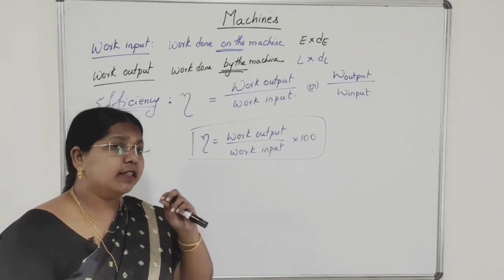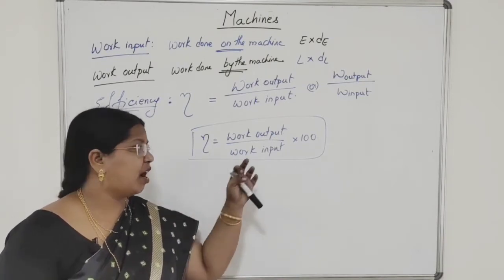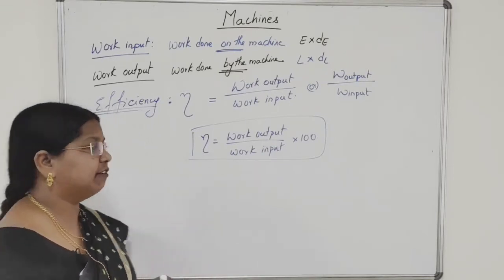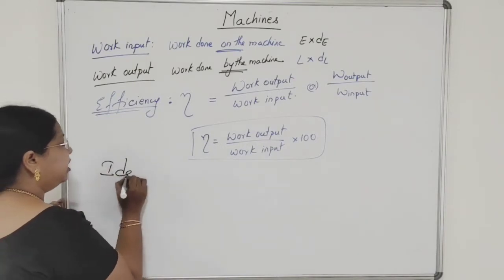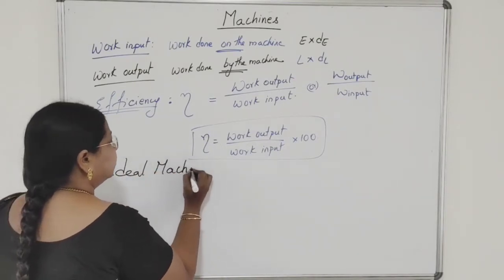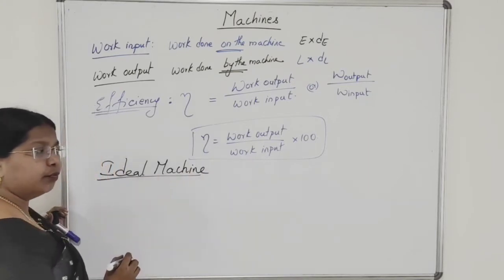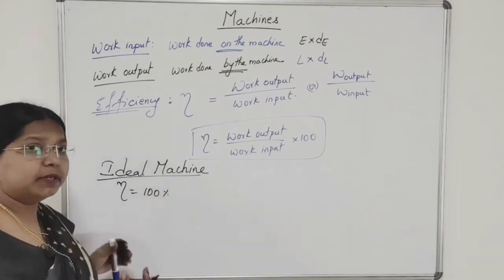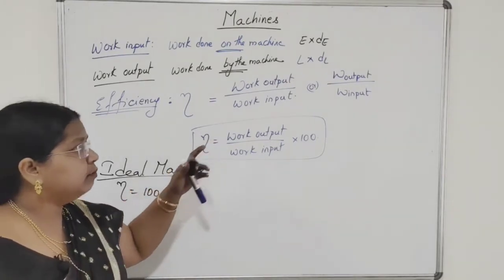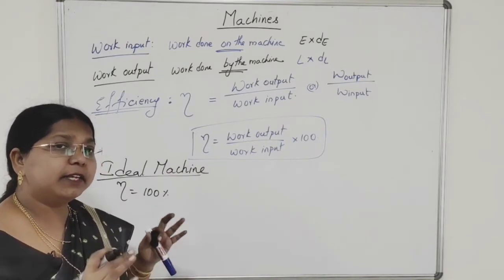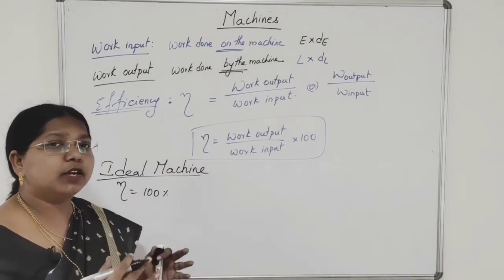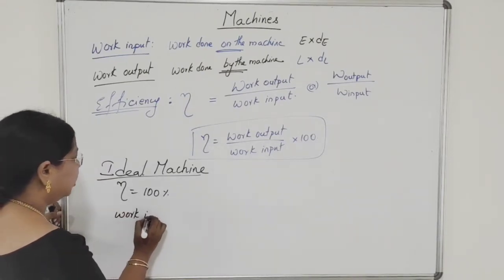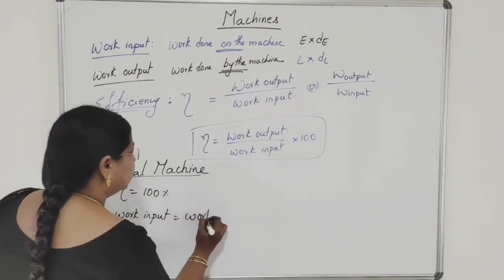Keep in mind, students, there is no machine which is 100% efficient. If a machine is 100% efficient, it is called an ideal machine, which has efficiency 100%. 100% efficient means your work input and output are equal. There is a principle of machines: for ideal machines, work input is equal to work output.